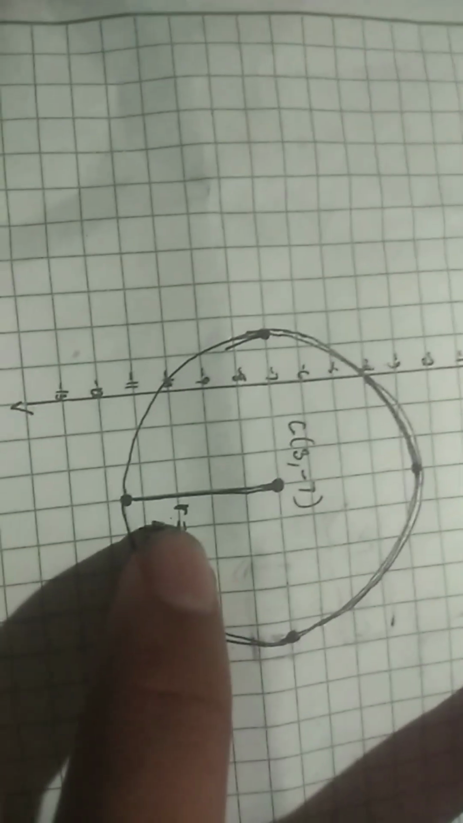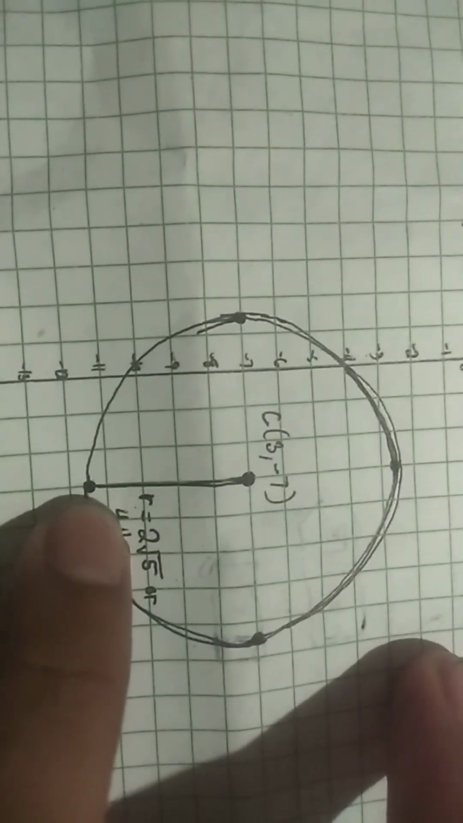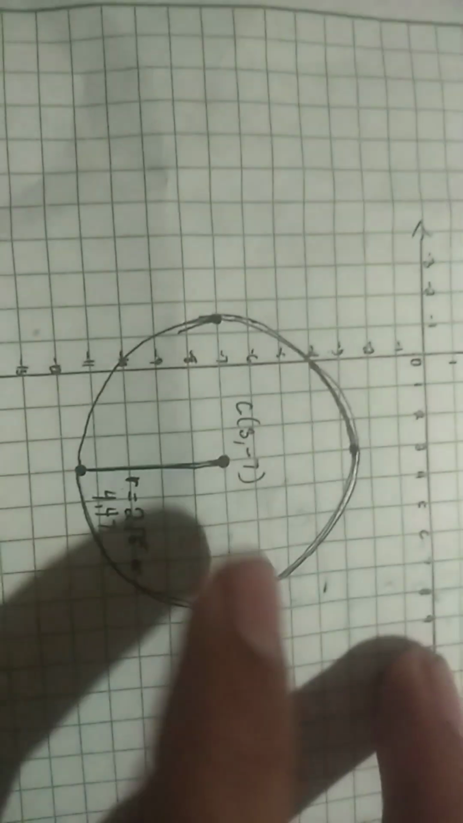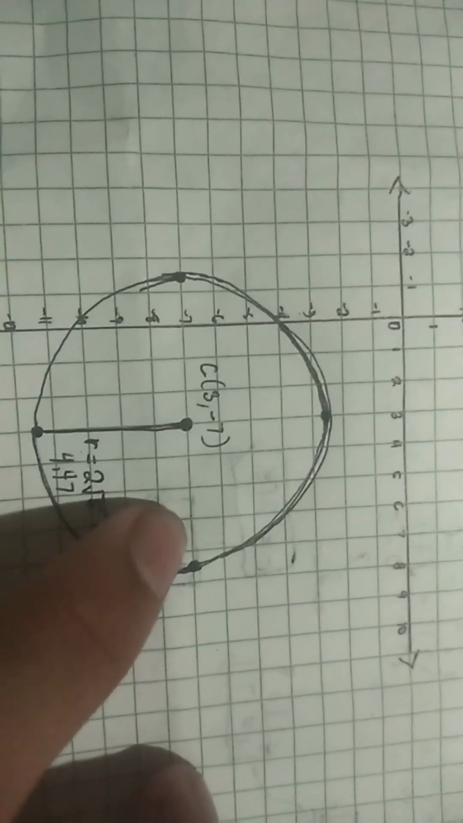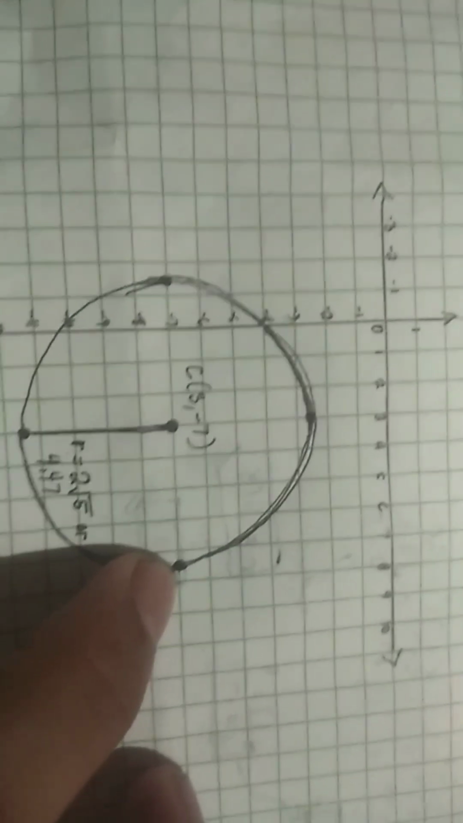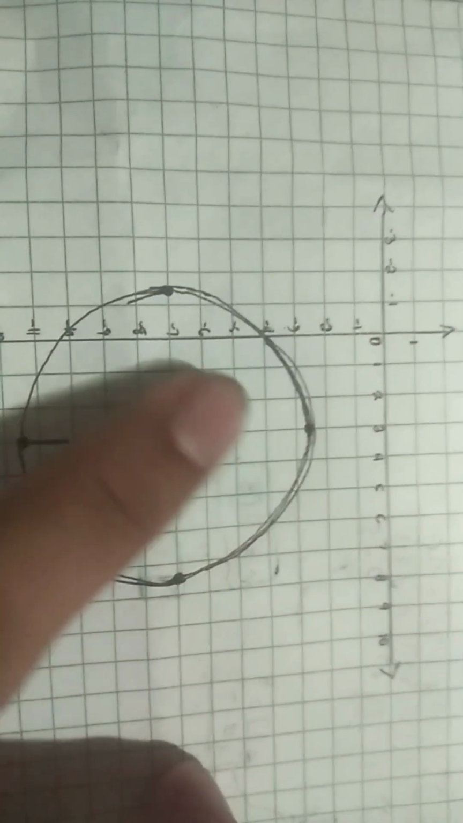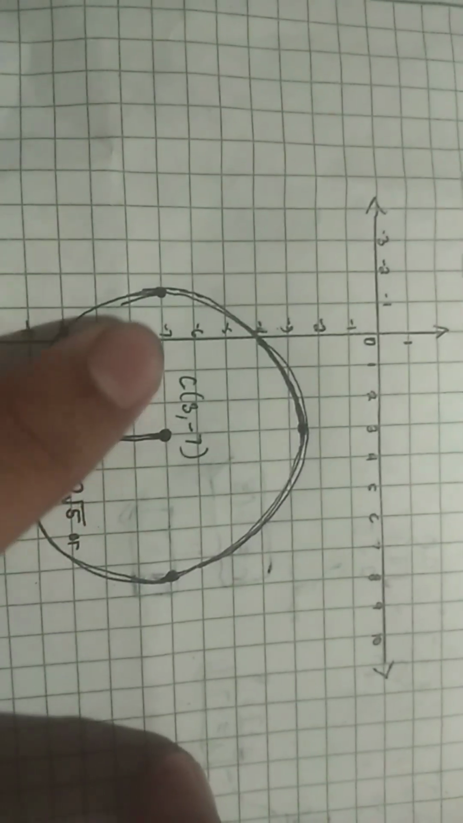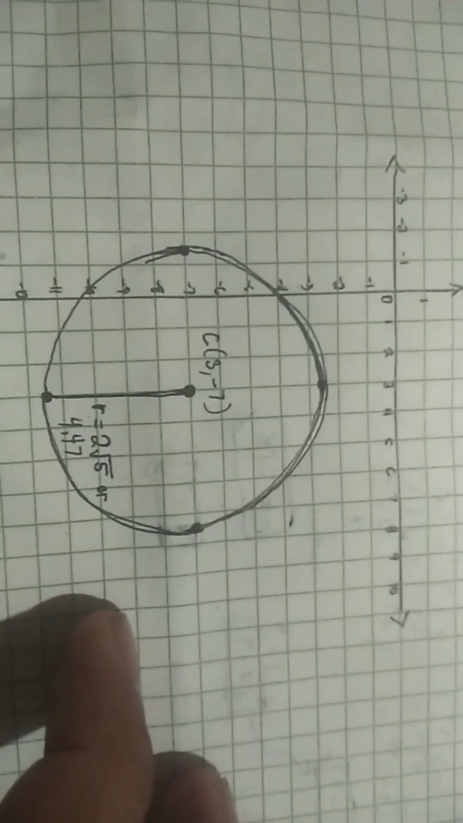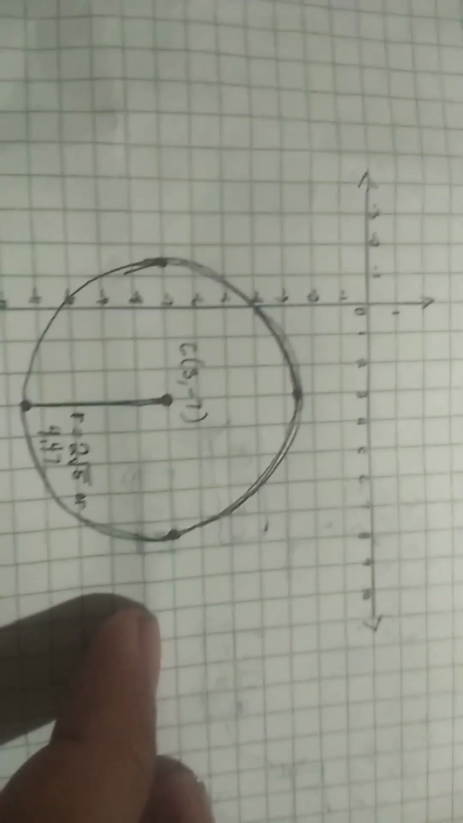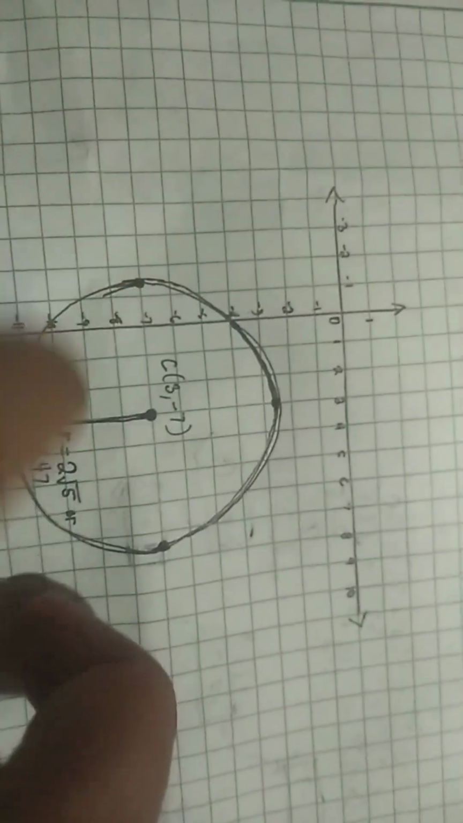1, 2, 3, 4.47, which is near the middle. We have to do the same to the other sides. 1, 2, 3, 4.47. Now that we have placed the radius and the center, we can now make it a circle, just like that.